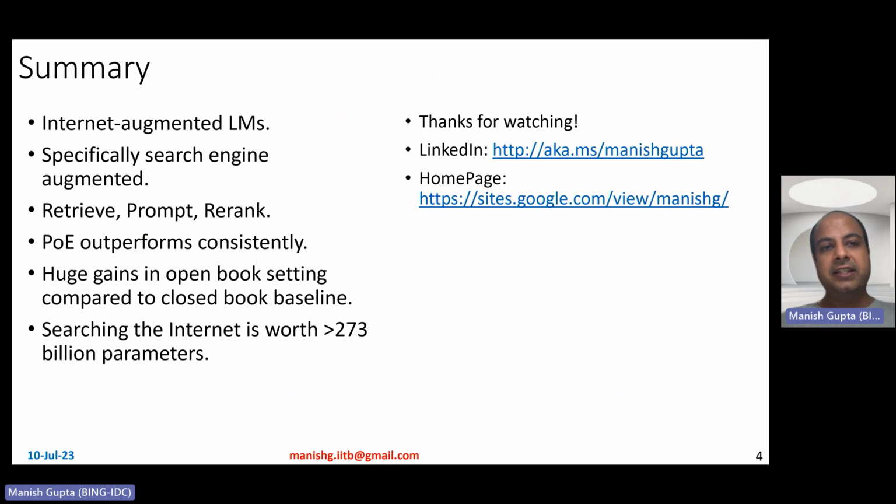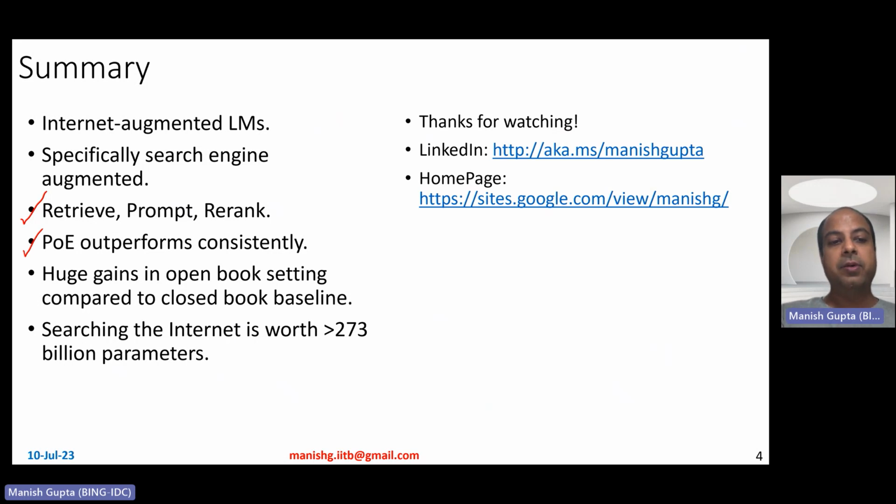Okay. So let me summarize this video. We talked about internet augmented language models. You can think of them as an extension of the retrieval augmented language models, where retrieval is being done from the internet, specifically using a search engine. The 3 steps of doing this are retrieve, prompt, and re-rank. Then we looked at various re-ranking strategies, and they found that the product of experts consistently outperforms.